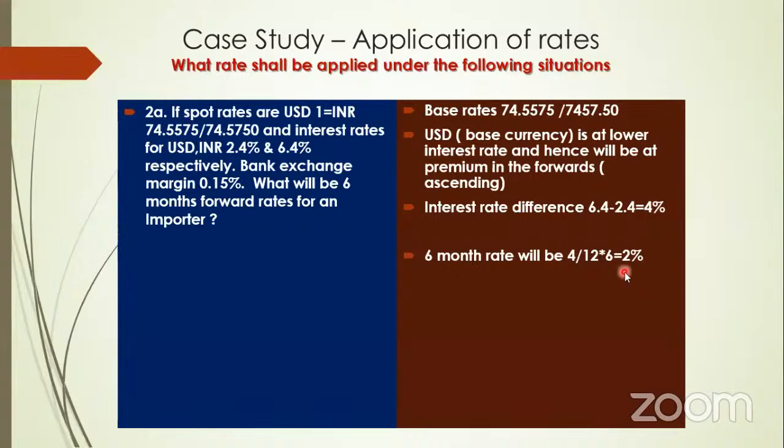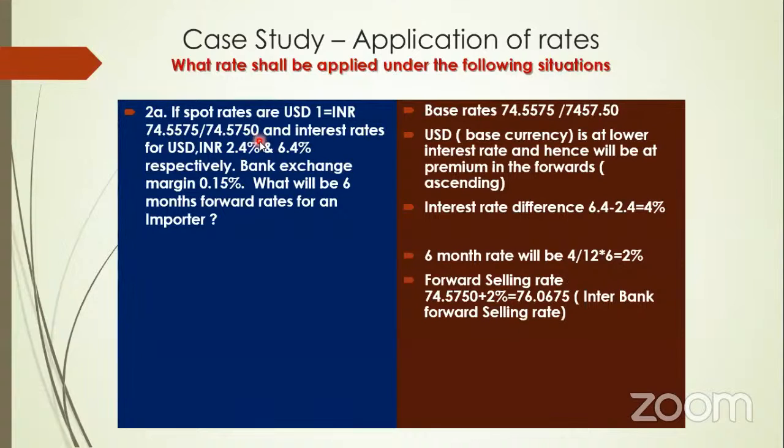Agreed? Now you go to this side. Key in 74.5750, all of you. Then put the plus button, premium, and put 2%. You will get 76.06 something. Let me also do it: 74.5750, plus button, put 2% carefully. You will get 76.0665. Are you getting it? Yes or no?